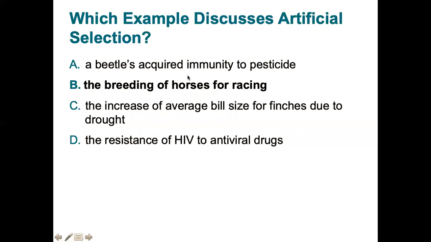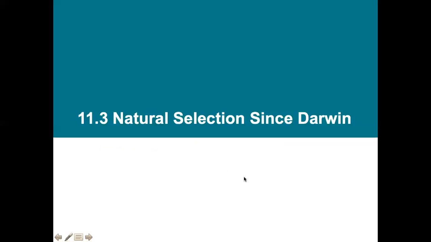Breeding, good. So beetles acquired immunity. This is going to be natural. This one is natural, and resistance of HIV to antiviral drugs. This is not what we call evolution in any way. It's a different term when we're talking about viruses because they're not alive. They don't reproduce in the way that we talk about reproduction.